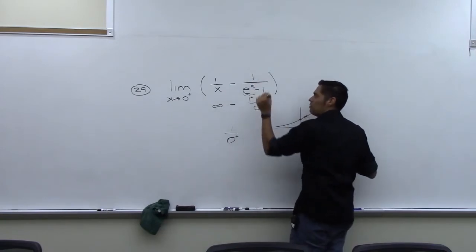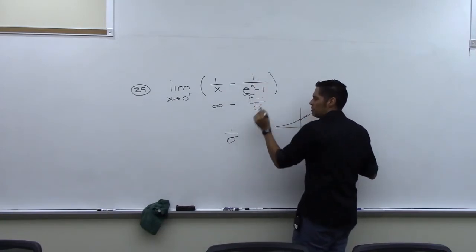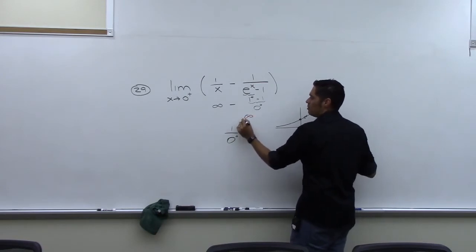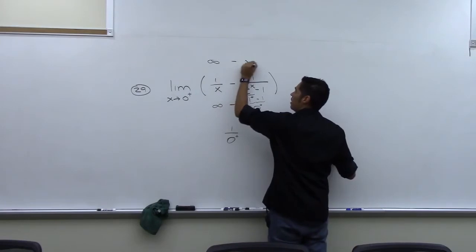So you have fixed over 0, both being positive. So it's the same situation as this one. So this is going to be infinity over here. So we have basically the form of infinity minus infinity.